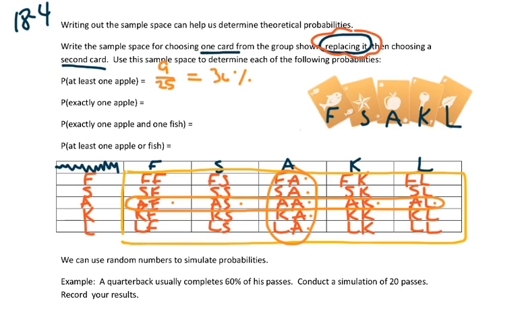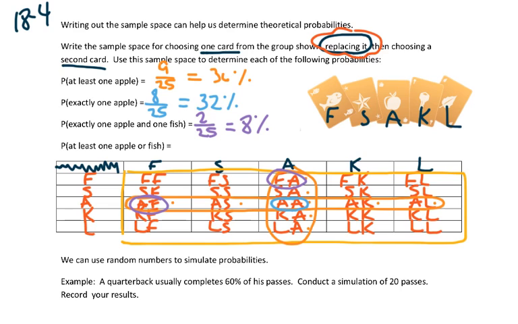Exactly one apple means that I would get rid of this option of apple here, so that wouldn't count. So that would leave me with 8 out of 25. Multiply both of those by 4, you get a 32% chance of exactly one apple. The next one, probability of exactly one apple and one fish. So that gives us apple fish or fish apple. So there are 2 choices out of the 25. So that's 8%.